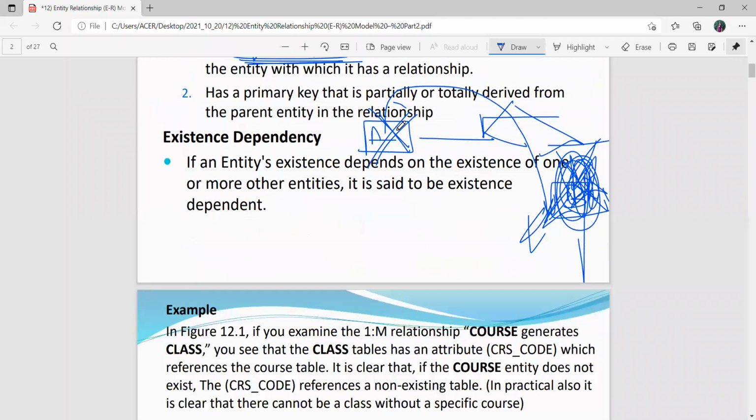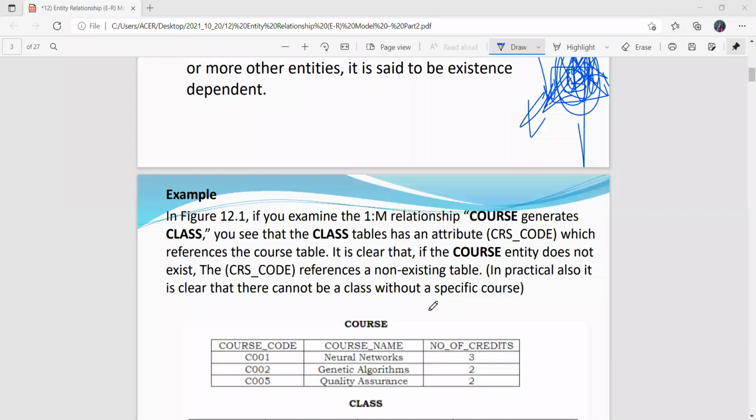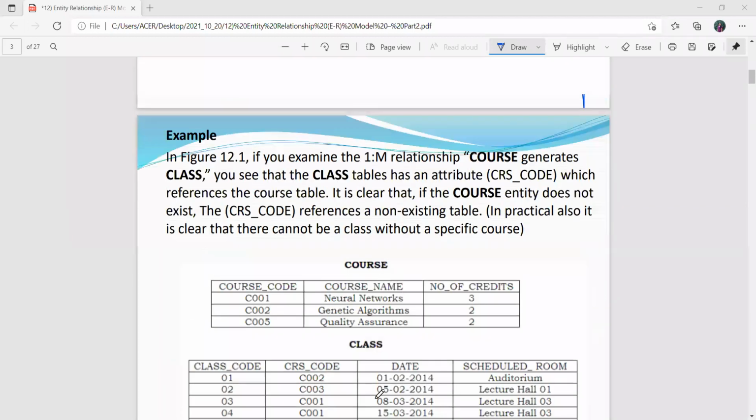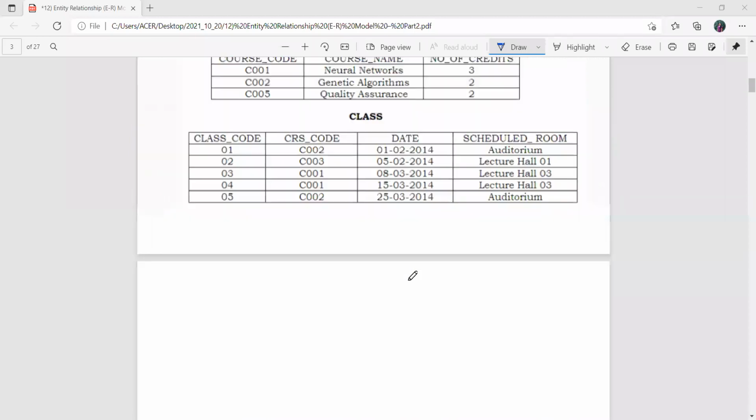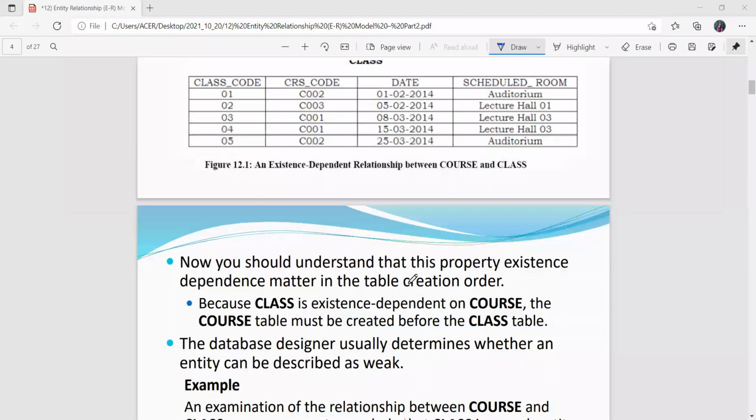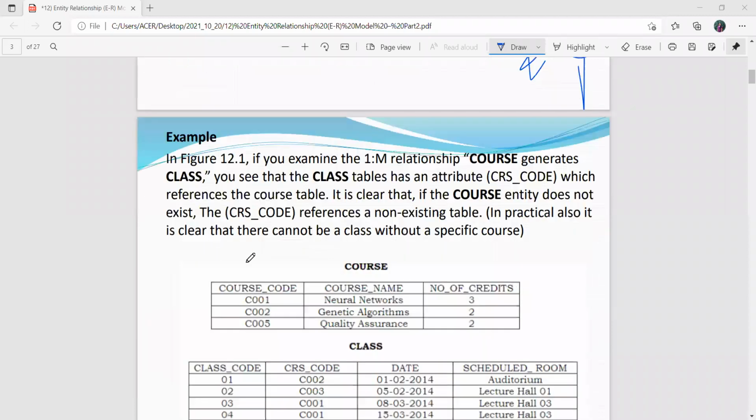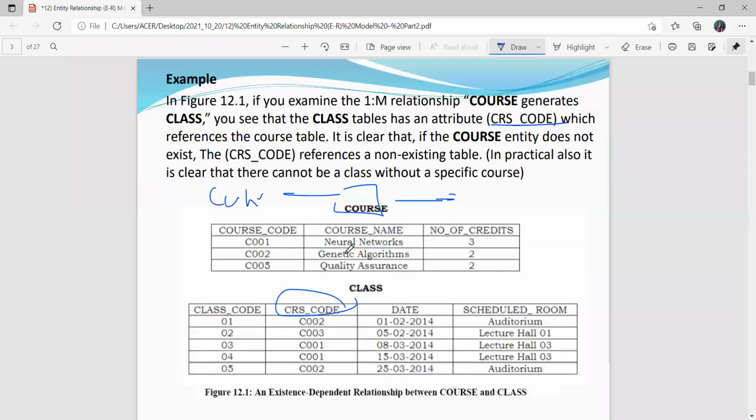So when we consider the existence dependence, if an entity's existence depends on the existence of one or more other entities, it is said to be existence dependent. As an example, you can see this course and class relationship. This is a one-to-many relationship. You can see the class table has an attribute CRS code, which refers to the course table.